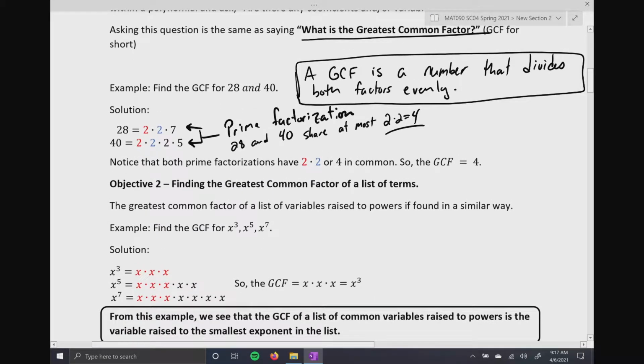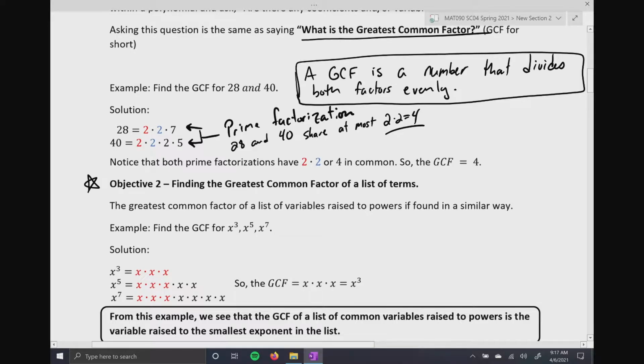Are there any questions so far? All right. Now, you can also do this with a list of terms. Personally, I think Objective 2 is much easier than Objective 1. Objective 1 is understanding what a GCF is and how that works with numbers. Objective 2 is finding this GCF for a list of terms.